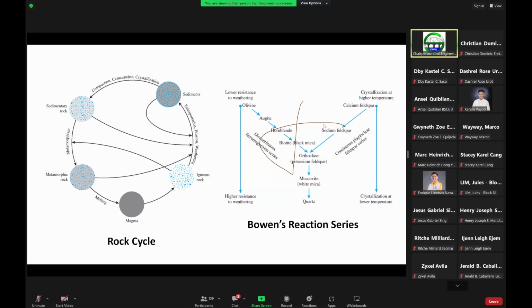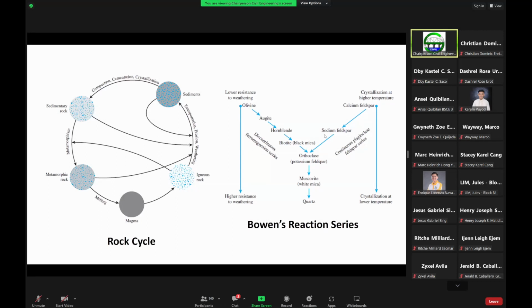They have a calcium feldspar and then a sodium feldspar. If you notice, between these two, they have the same crystalline structure, that's feldspar, but they have a different chemical composition, and that's calcium and sodium.